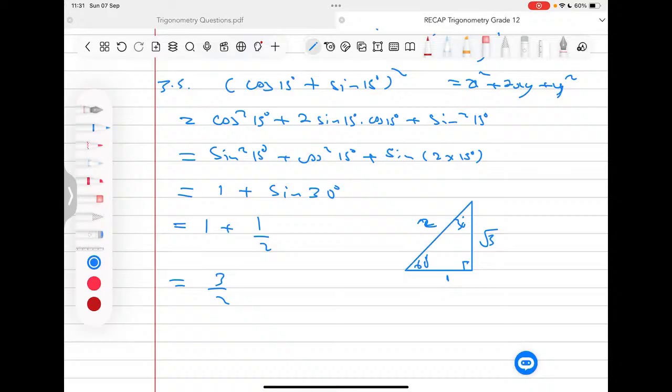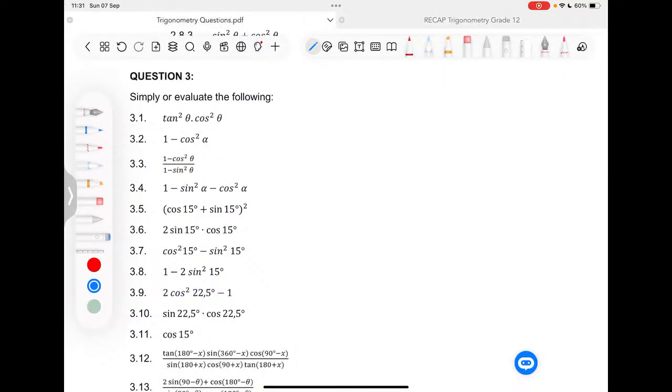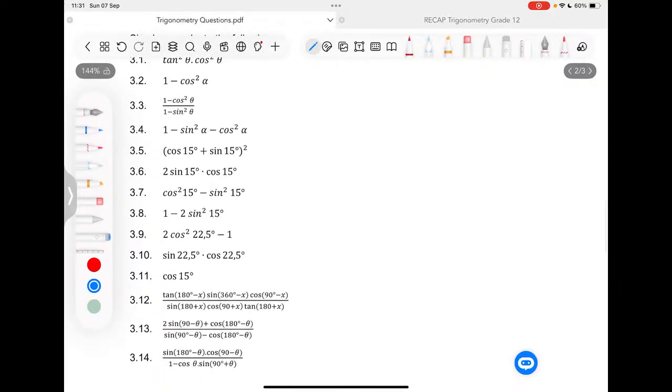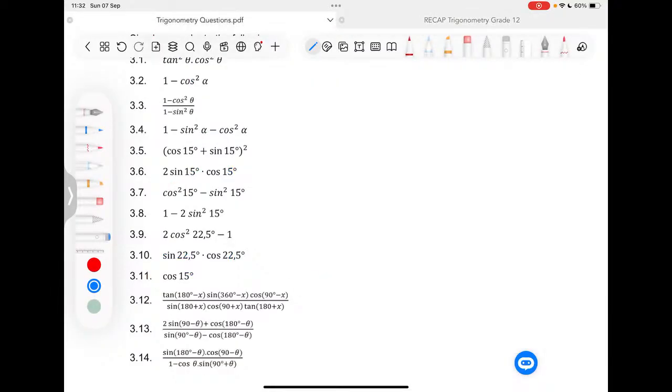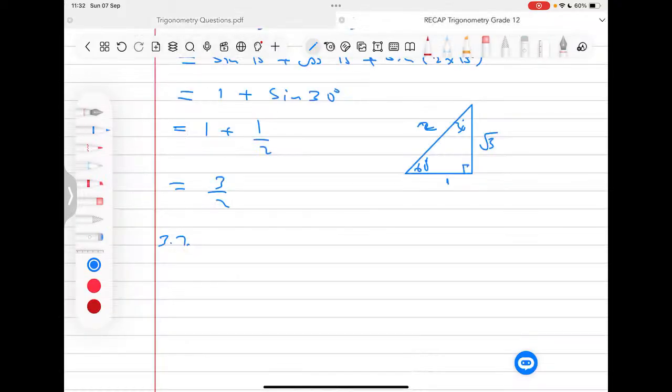Yeah, I think that was a fun question. It was a bit involved. I'm not going to do 3.6. Also 3.7. Okay, maybe I can try 3.7. Let's look at 3.7. I think it'd be interesting to look at 3.7 because it could be a bit tricky, but yet so easy. So 3.7, we are given cos squared 15 minus sine squared 15.